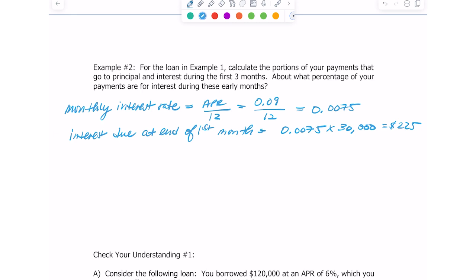Okay, so what portion of the monthly payment goes to the principal and the interest? We're going to take now the $380.03, which remember that was our monthly payment, and we're going to subtract the $225, and we get $155.03. So that's what goes towards the principal.